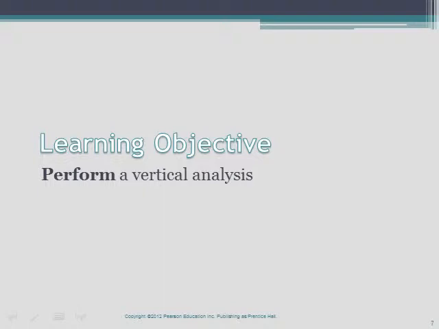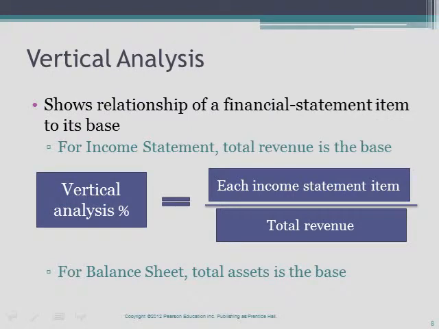And so then how do we perform a vertical analysis? Vertical analysis shows the relationship of a financial statement item to its base, which is the 100% figure. All items on the particular financial statement are reported as a percentage of the base. For the income statement, total revenue or sales is usually used as the base. For the balance sheet, total assets is the base.